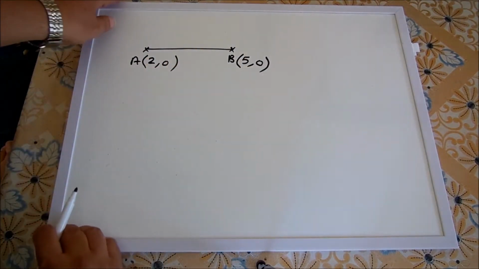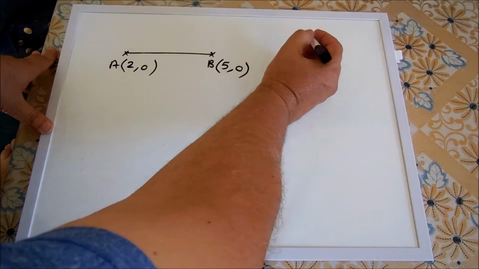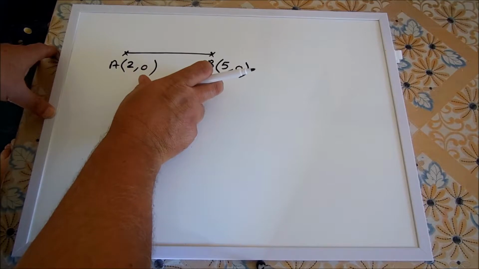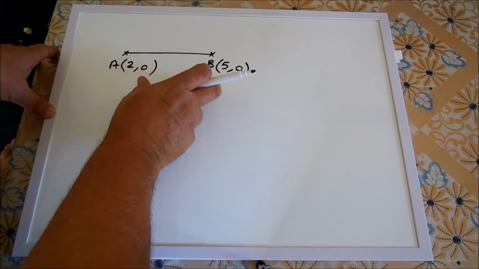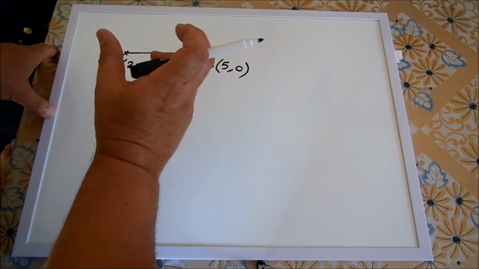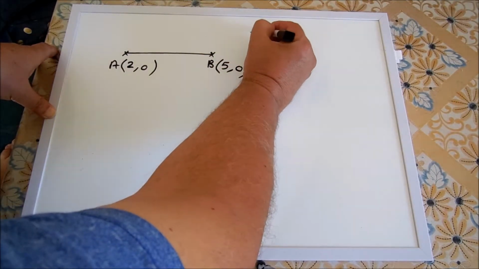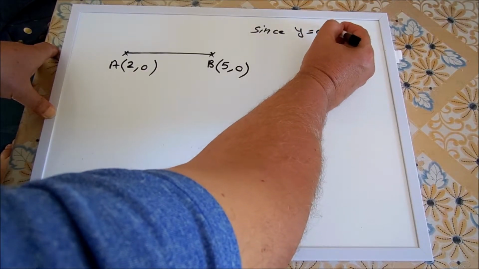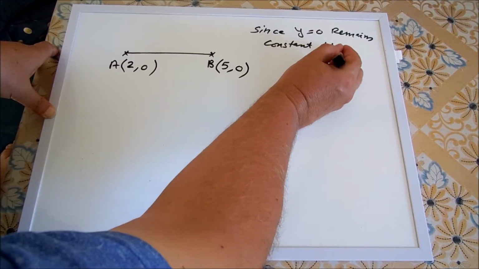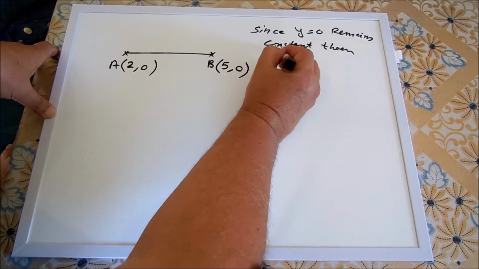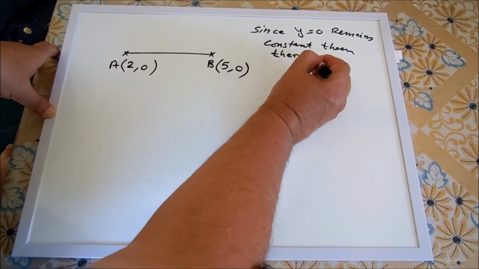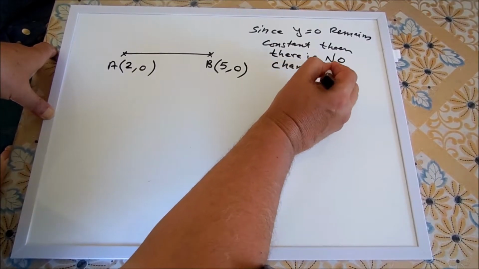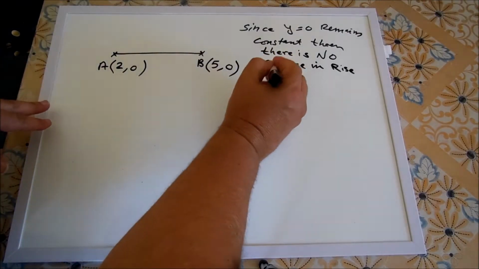The gradient is going to be equal to 0 because there is no change in y. As you can see, the height is the same. So there is no change in height. Y remains constant. So since y equals 0 remains constant, then there is no change in height, the change in height or rise. So gradient is 0.